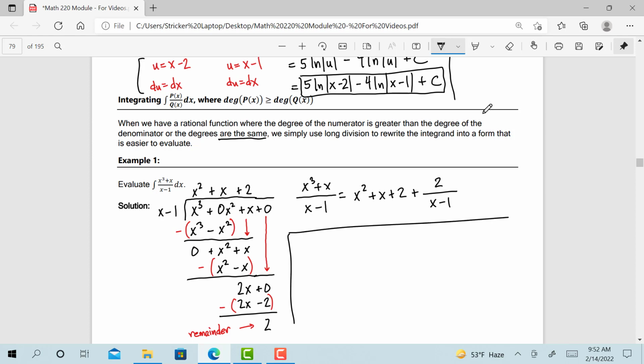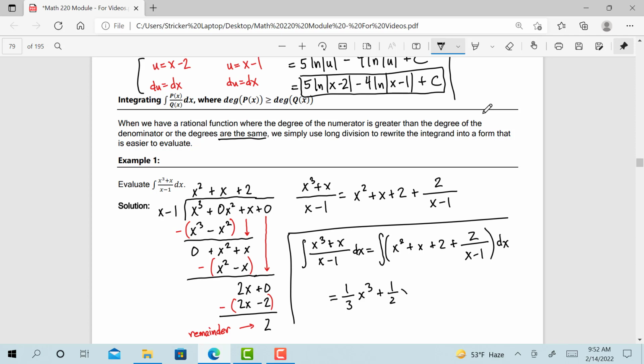Our original integral was x cubed plus x over x minus 1 dx. We had no idea how to deal with that, but we now know that this integral is the same as the integral of x squared plus x plus 2 plus 2 over x minus 1. And that is pretty easy to evaluate because we can go ahead and use the power rule here. So this is 1/3 x cubed plus 1/2 x squared plus 2x, plus we have a constant of 2, and this gets back to our warm-up, right? This is the natural log of the absolute value of x minus 1, plus c.